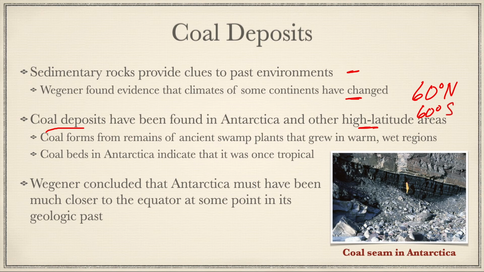Coal forms from the remains of ancient swamp plants that grew in warm, wet environments. So Antarctica is not warm or wet. But coal beds in Antarctica indicate that it was once a tropical environment. Now, Wegener concluded that Antarctica must have been much closer to the equator at some point in its geologic past, based on this evidence.